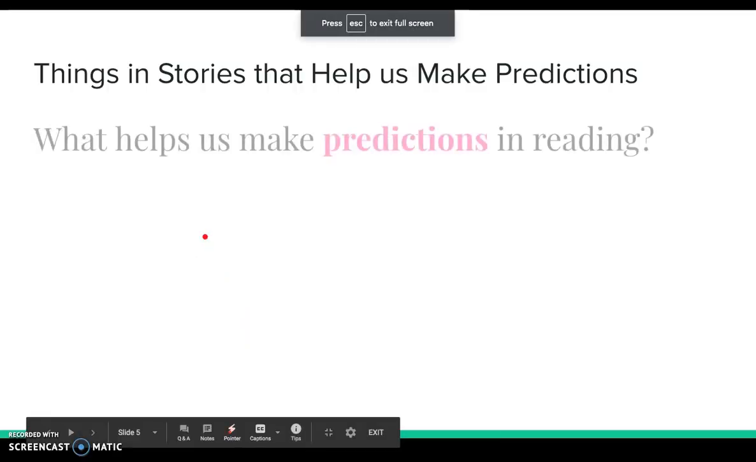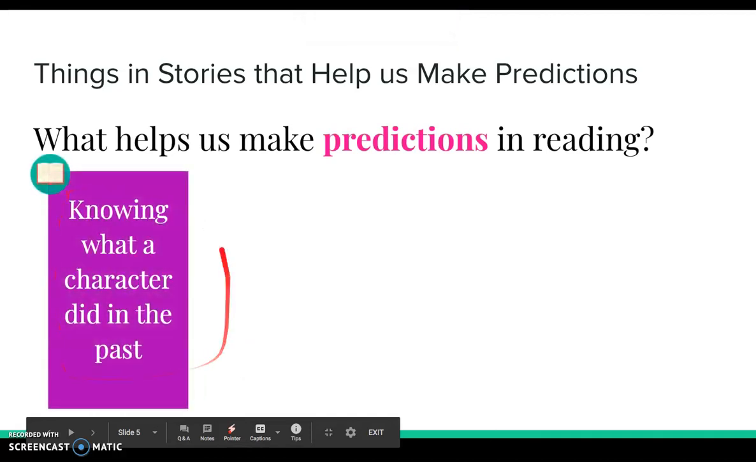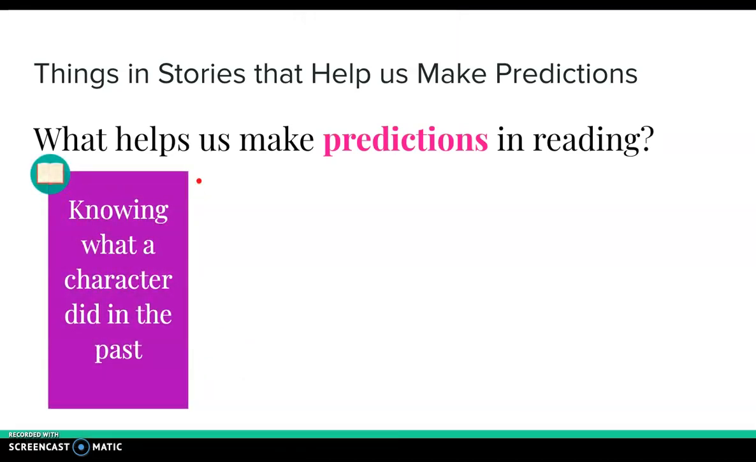So the first one is going to be knowing what a character did in the past. If you know how a character tends to act, you can guess how they're going to act in similar situations in the future. So go ahead and write this underneath number 2 in the study guide.